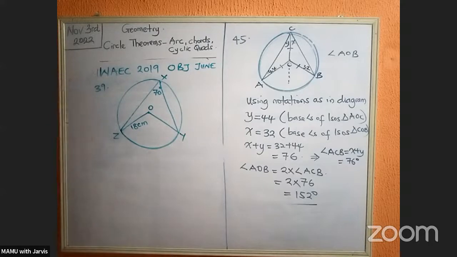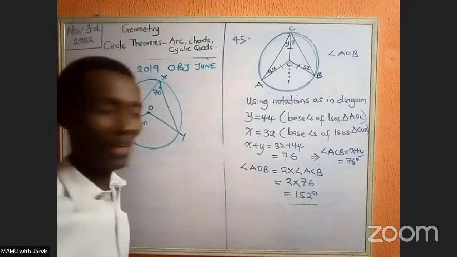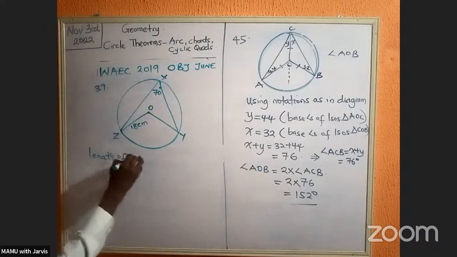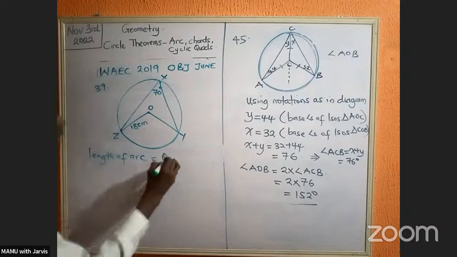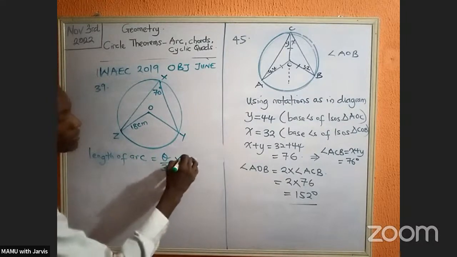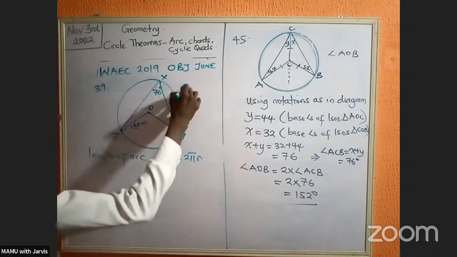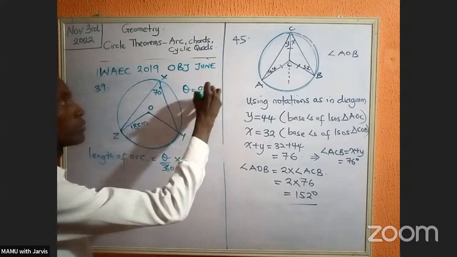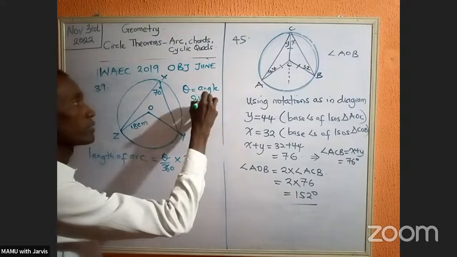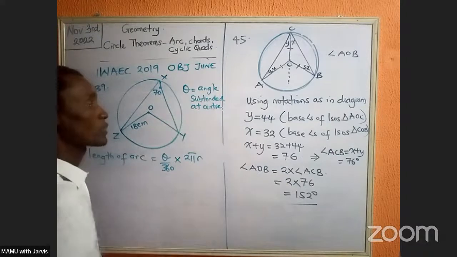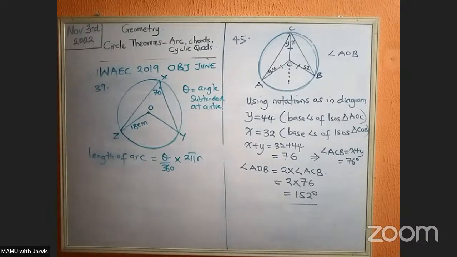Now, remember that it is the angle at the center that determines the arc. Now let's look at this. Length of arc will be equal to theta over 360 times 2 pi r. Is that not? We know r, but we don't know theta. Because theta here equals the angle subtended at the center. So if that is understood, I need to look for this theta.